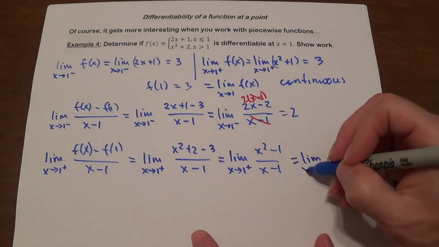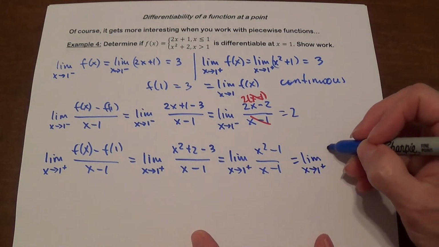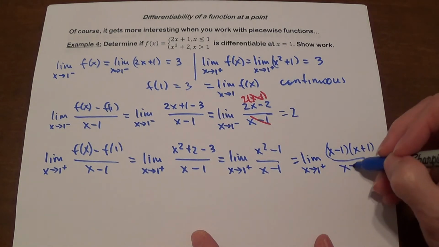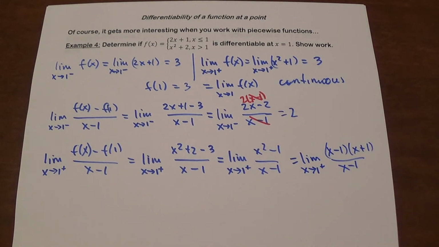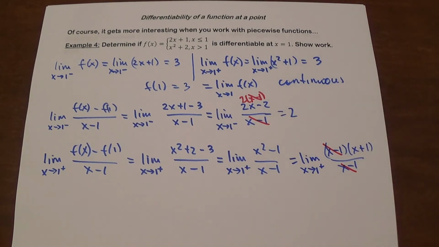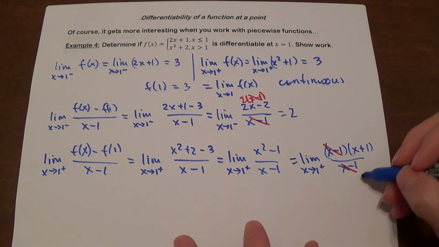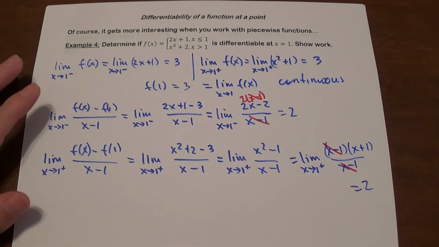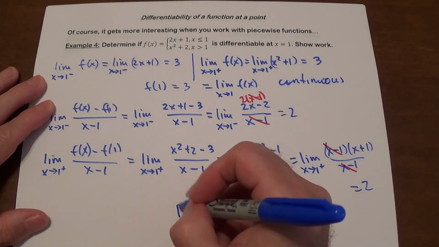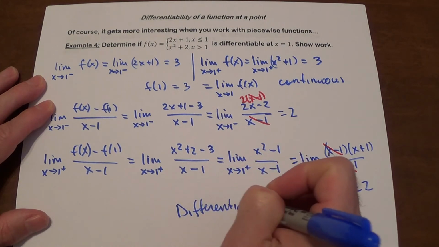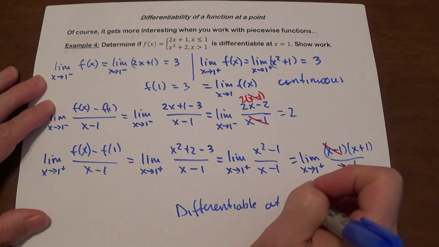Limit as x approaches 1 from the right, x minus 1 times x plus 1 divided by x minus 1, and we divide the x minus 1 out, and we substitute 1 in here, and the answer is also 2. So we have the same one-sided derivatives, and therefore the function is differentiable at x equals 1.